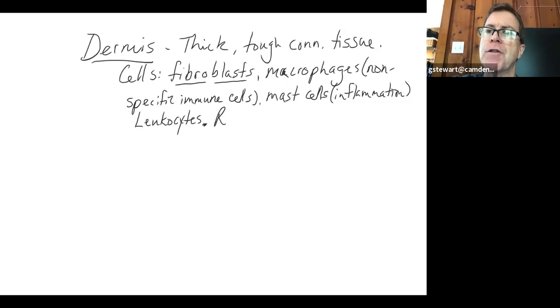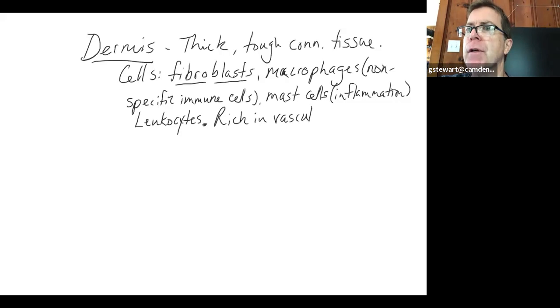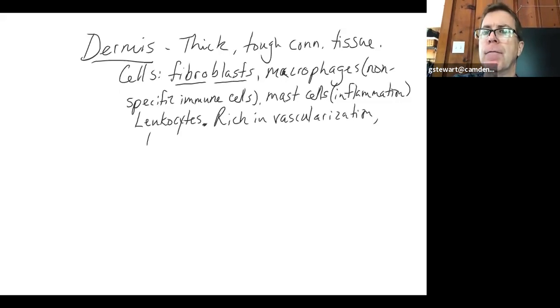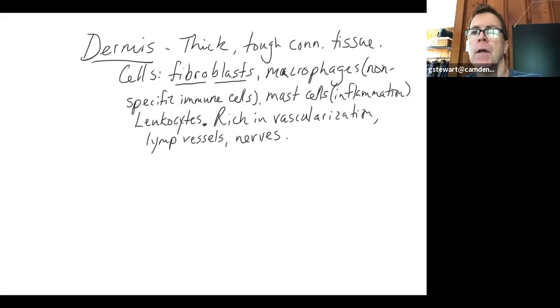This is rich. The dermis is rich in vascularization, blood vessels, which the epidermis was completely void of. So rich vascularization, that means blood supply, lymph vessels, and nerves. So all of the business end of the skin almost is going on in the dermis. It's a bit more complicated in terms of its function. Much of the epidermis is just dead cells, tough proteinaceous dead cells for protection.